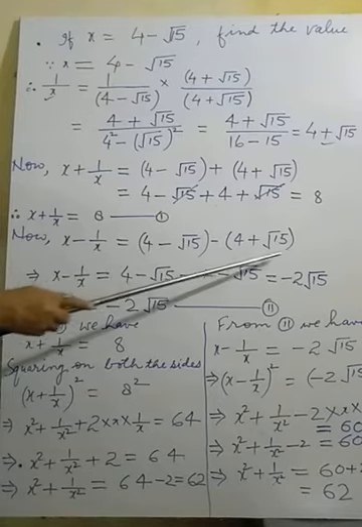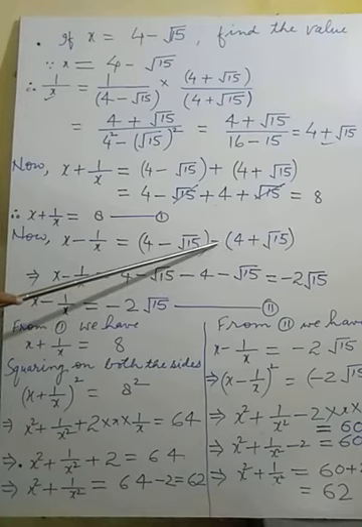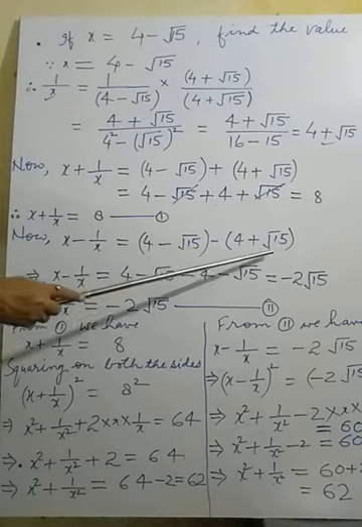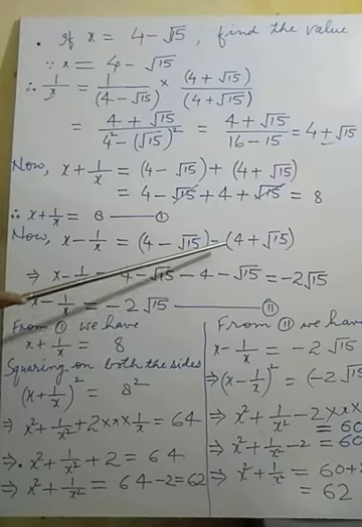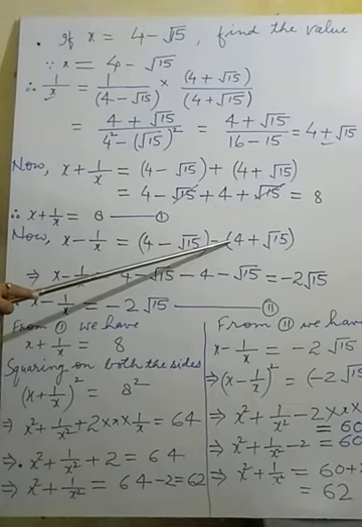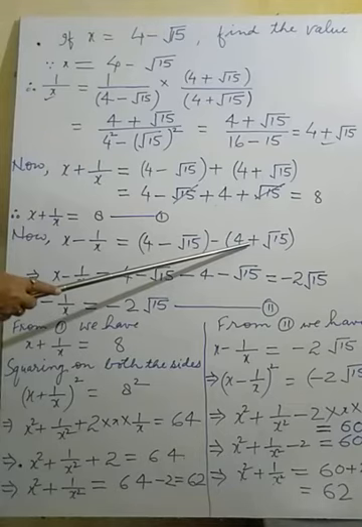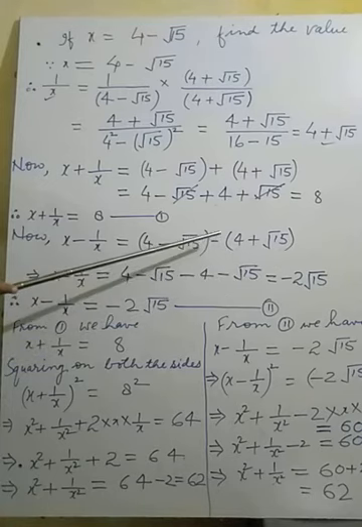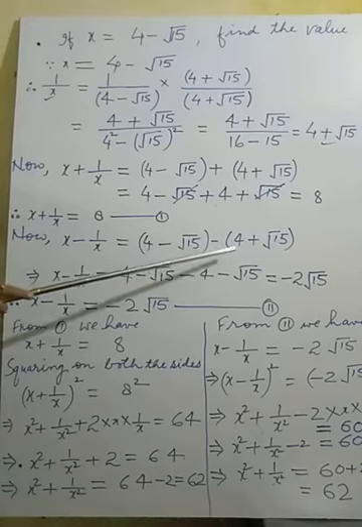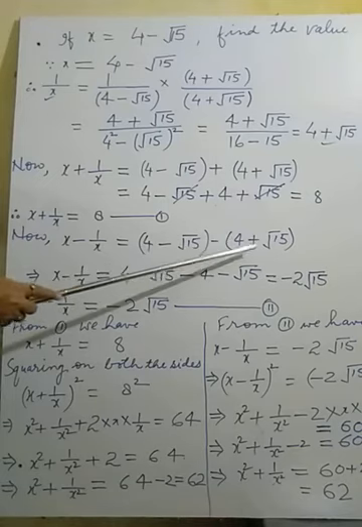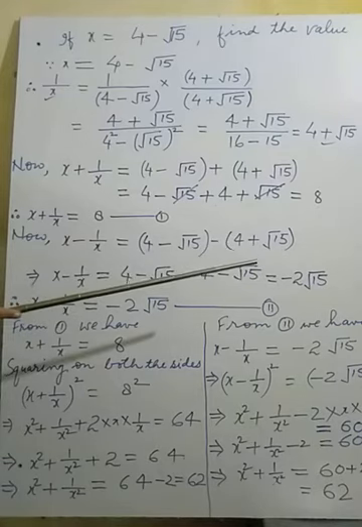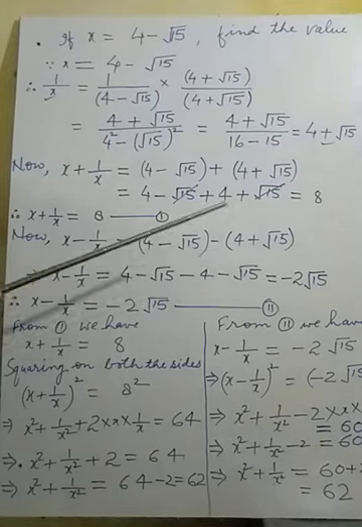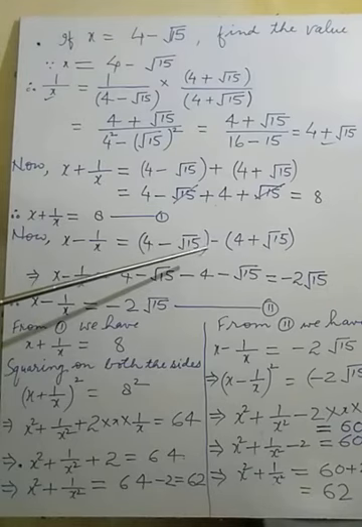But before this bracket, a minus sign is there. So due to this minus sign, the sign of 4 and the sign of under root 15 will be changed. It is positive, it will become negative. This one is positive, so this will become negative. Why? Because before this bracket a minus sign is there. If a minus sign is before the bracket, what to do? We have to change the sign inside the bracket. If a plus sign is there, it will be converted into minus. If a minus sign is already there, it will be converted into plus.